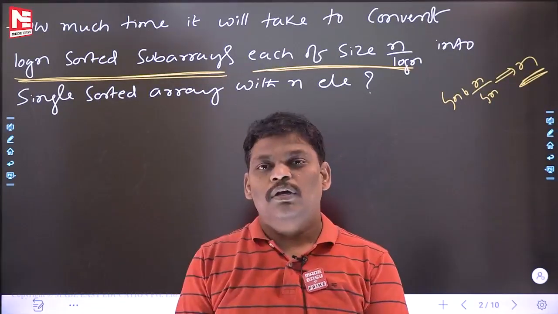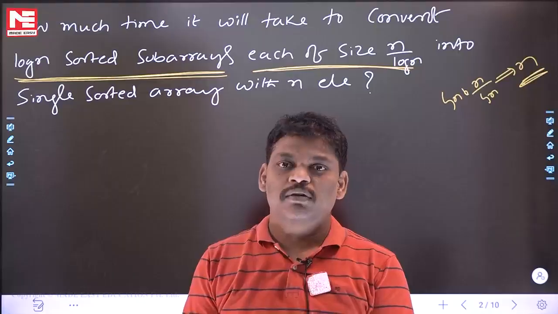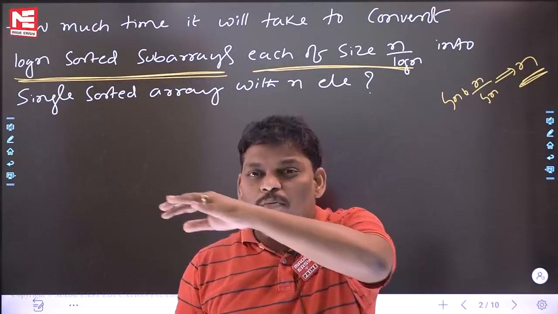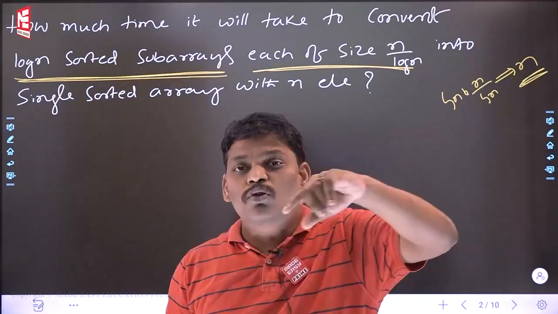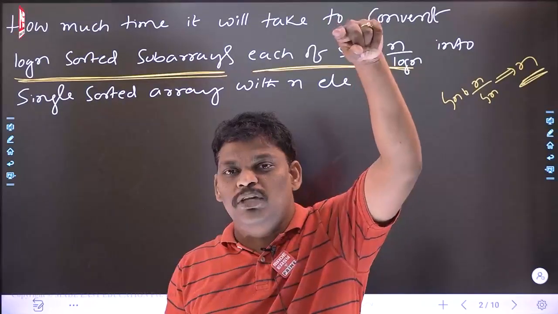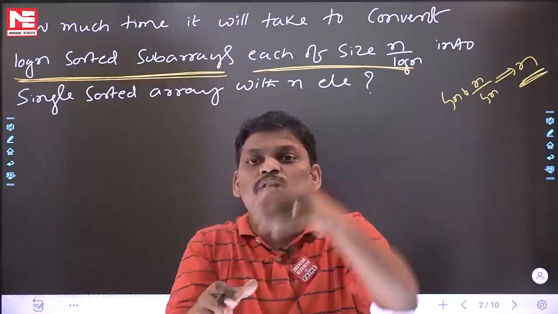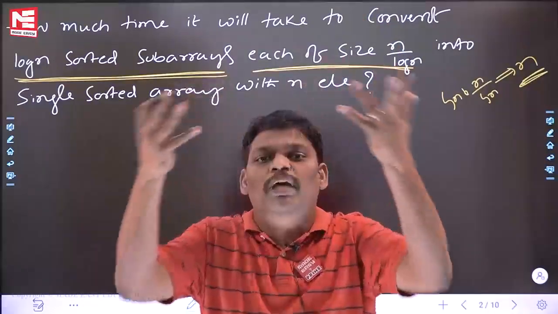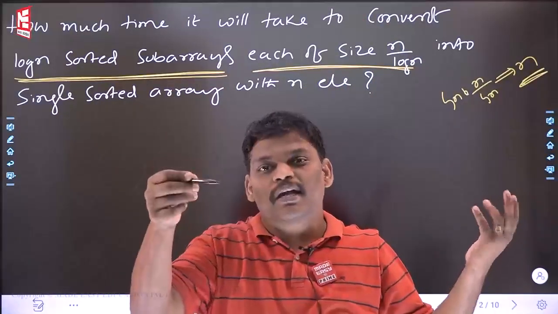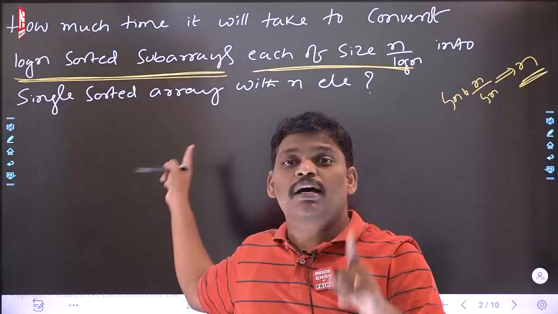Log n groups. Every group is sorted? Yes. You have so many sorted groups, and you want to make them a single sorted group. What is the meaning? You have to merge. Many are there, you want one, so you have to merge. So I think indirectly, they are asking: do you know the merge algorithm or not?